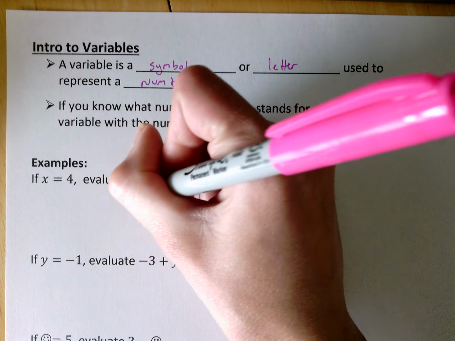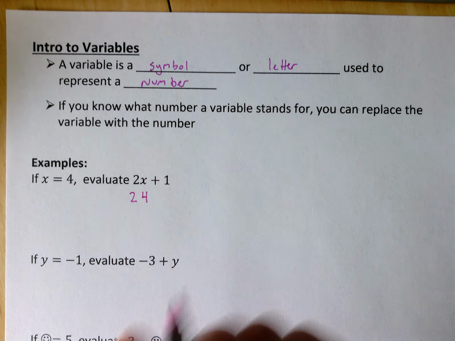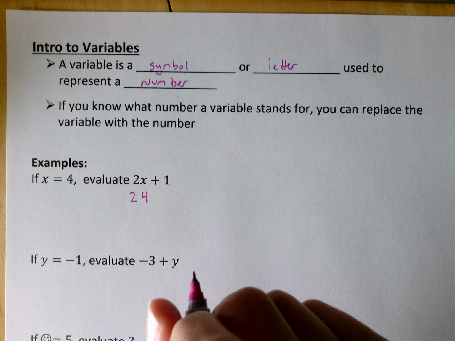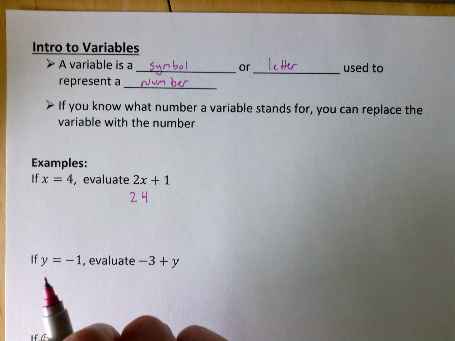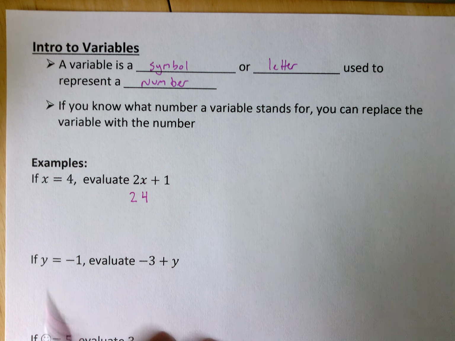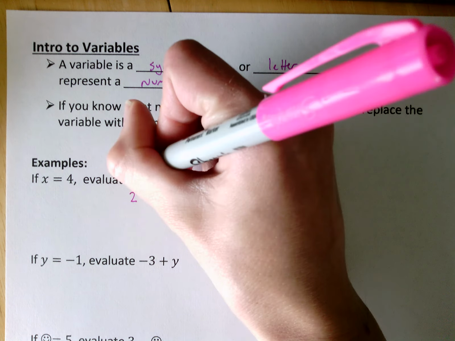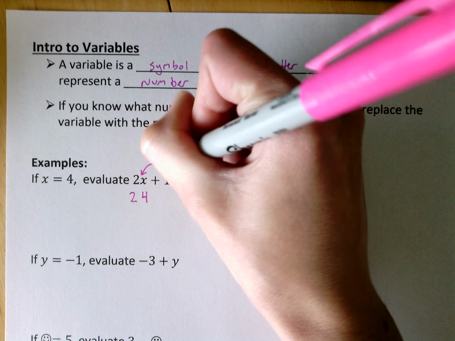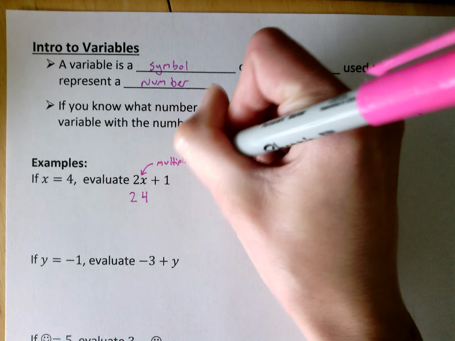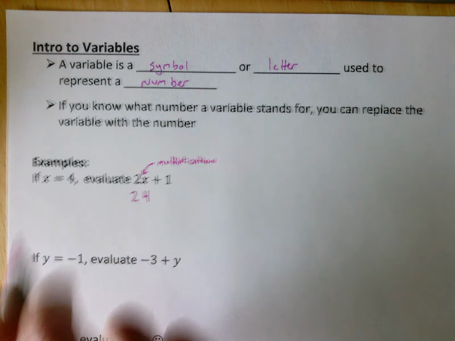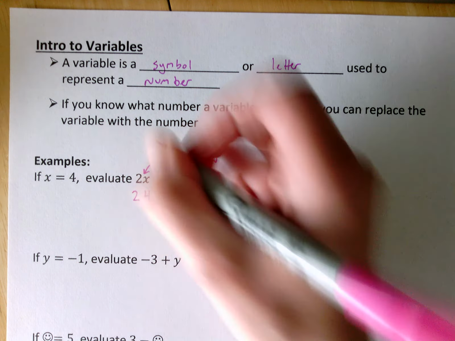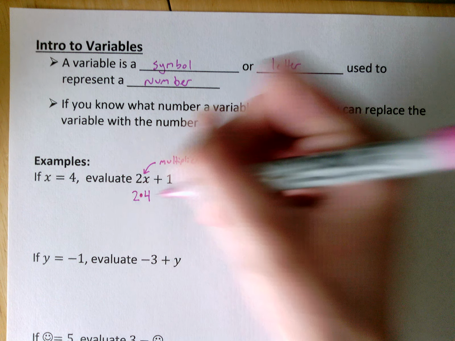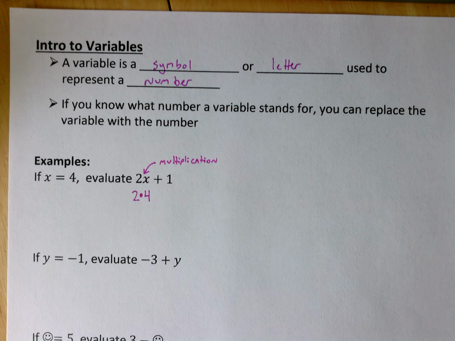Now, the trick is you've got to remember it's not going to become a 24. That's a little silly mistake that people make sometimes. Okay, so think about it for a second. What does it mean when you have a 2 and an x right next to each other? What is that? Hopefully you remembered that that means multiplication. So when I replace my x with the 4, I still need to make sure that I know it's multiplication. So I'm going to put a little dot there just so that I remember that I'm supposed to be multiplying and it's not a 24.